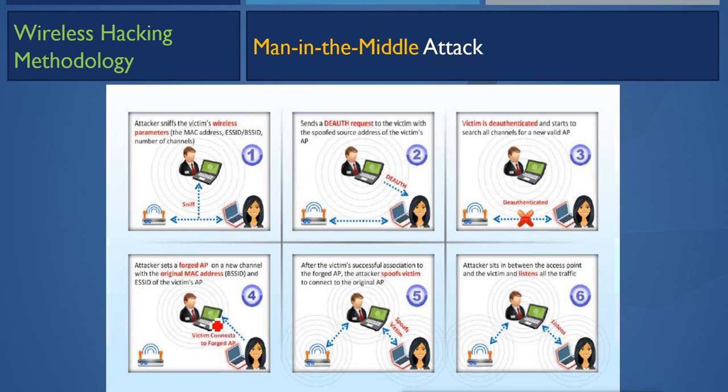Now after the victim successfully associates to that forged AP, the attacker spoofs the victim to connect to the original AP. Now what will the attacker do? It will send a request to this AP to connect, using the information about this victim. Remember, when the victim connects to this forged AP, it sends information about itself, and the attacker uses that information to send the request to the real AP. Now the attacker sits in between the access point and the victim and listens to all the traffic here. This is what a man in the middle attack is.